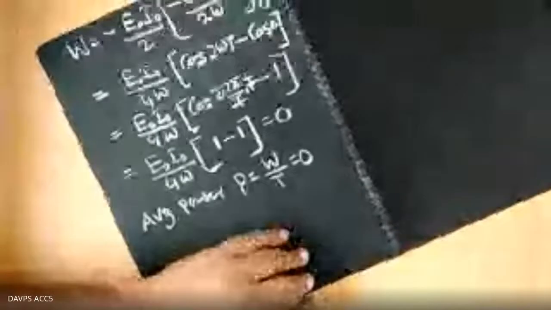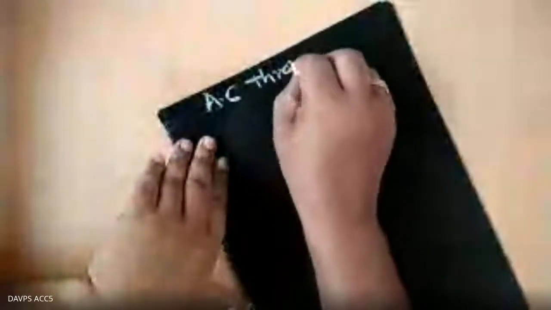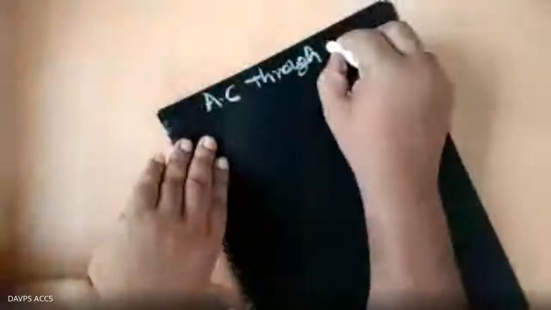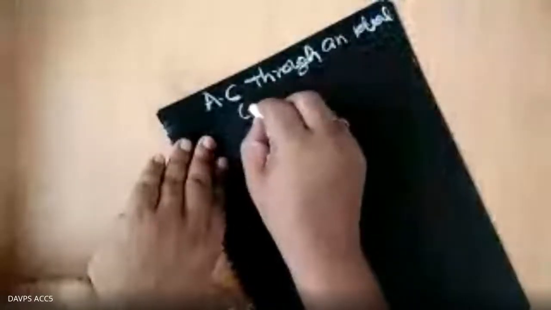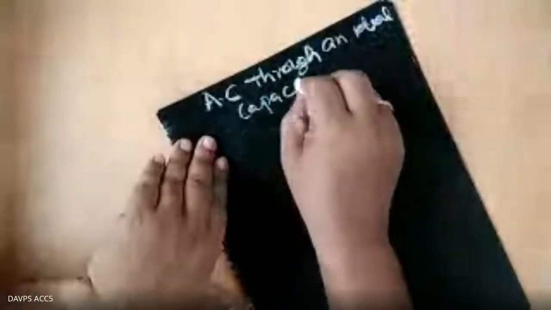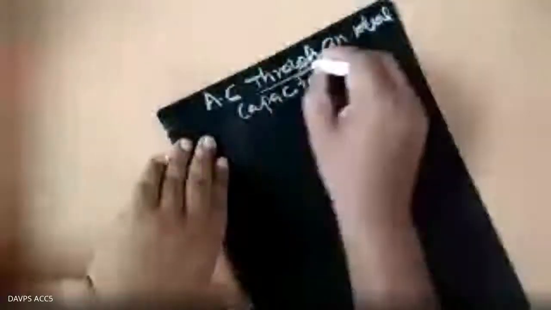Another, AC through an ideal capacitor. Let us think for AC through an ideal capacitor. We will be talking about AC through an ideal capacitor. That is only one circuit element we are connecting.